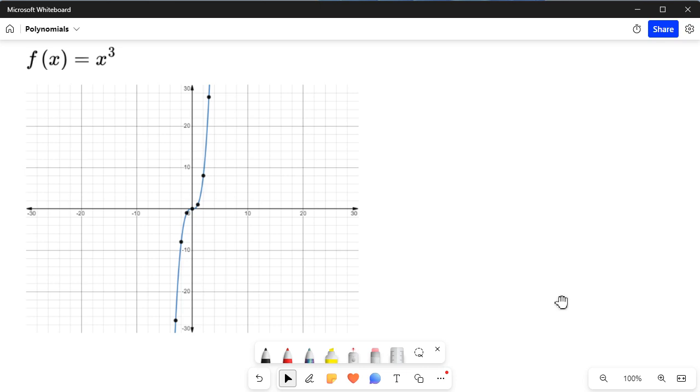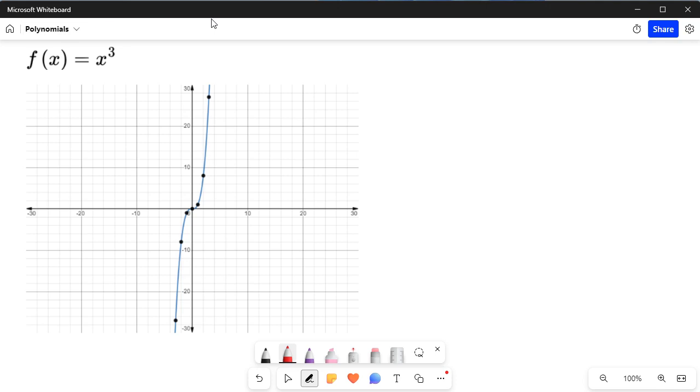Hello, in this video I'm going to look at polynomials and their graphs. We'll start with a function such as x cubed, and we can see that the degree of this is positive and odd, and the coefficient is positive, because there is kind of a 1 right here in front. Looking at the graph, we see that it has a particular type of end behavior, and that's the way that we'll describe it.